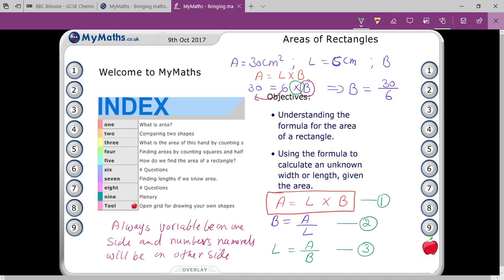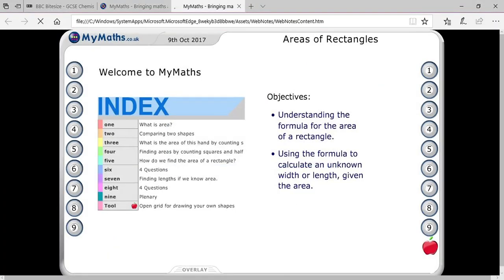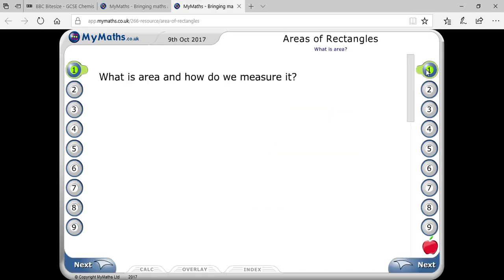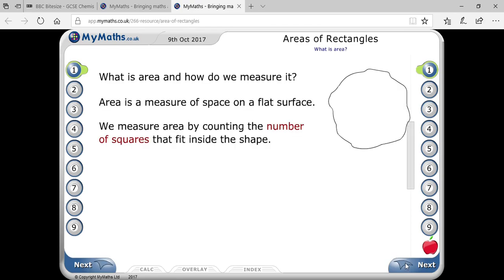Great. So now I'm going to refresh and then we can start this section, in which there are many questions to practice and also to understand the area of a rectangle. So let's start. What is the area and how do we measure that? So area is the measure of space on a flat surface.